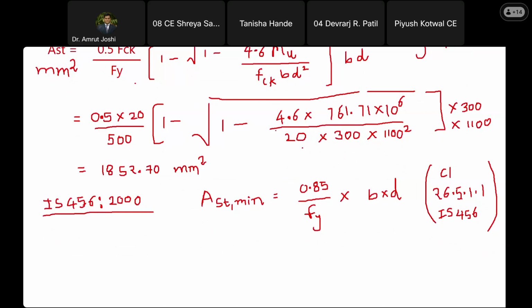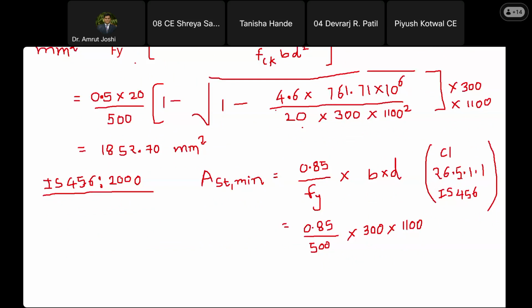So let us compute this area. How much is it? So it is 0.85 divided by FY, which is 500. We are using 500 grade steel, multiplied by what is the width? 300. And what is the depth? 1100. Are you with me? Yes, sir. So how much is this? So 561 mm square. So I require tension side steel at least equal to 561 mm square. Happy?